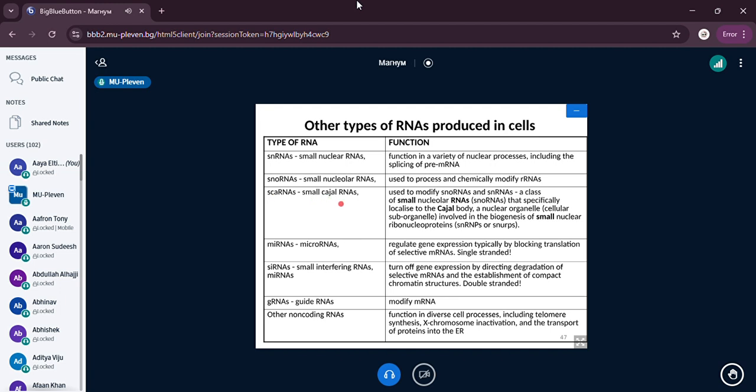Small Cajal RNAs. They modify small nucleolar RNAs and small nuclear RNAs, and they are a class of small RNAs that are specifically localized to the body called the Cajal body. The Cajal body is a suborganelle that is involved in the biogenesis of small nuclear ribonucleoproteins, or snRNPs. A little bit later in another lecture, we'll discuss what snRNPs are. Not Smurfs, snRNPs.